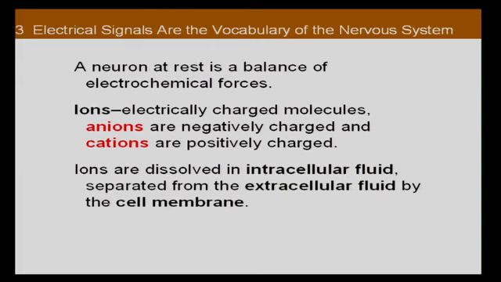Okay, so what we're going to start with is what happens and what are the electrical forces of a neuron just hanging out, a neuron at rest. A neuron at rest can be considered a balance of electrical and chemical forces, and we're going to talk about exactly what that means.